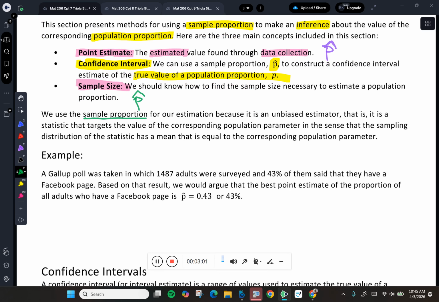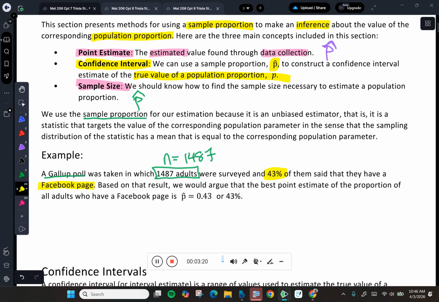A Gallup poll was taken of 1,487 adults. That is our sample size, n, 1,487 surveyed, and 43% of them said they're still holding on to a Facebook page. So we got a 43%.